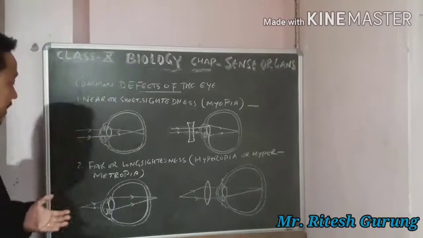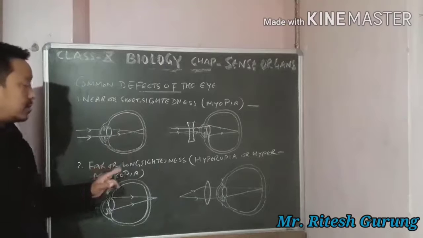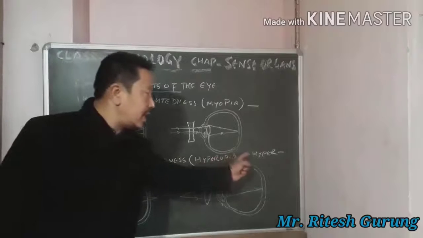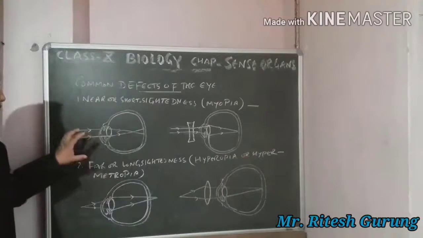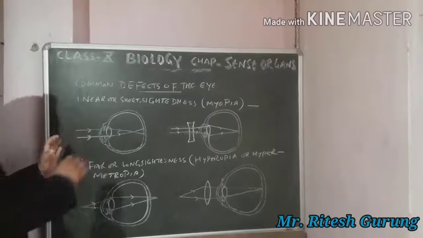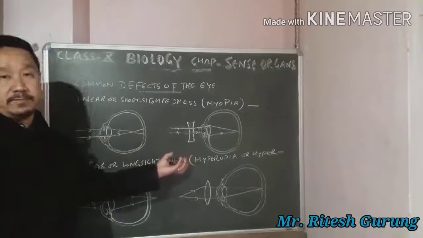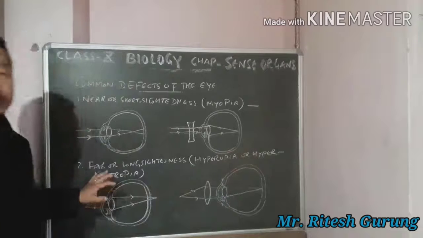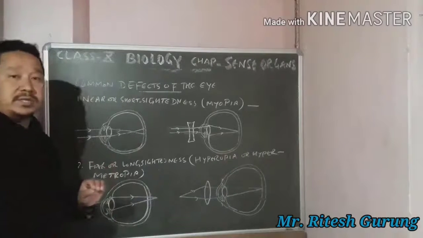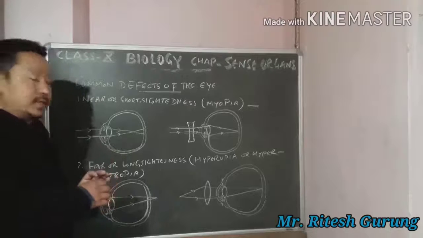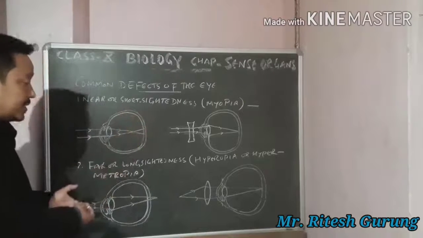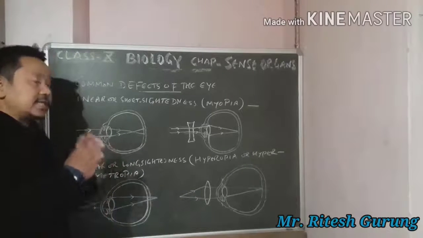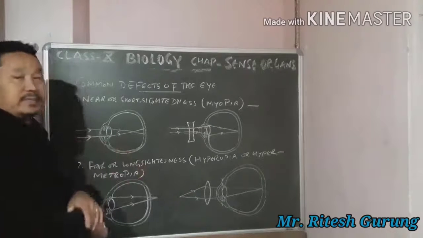Okay, then the other one, just opposite to this, is far or long-sightedness, or hyperopia, also called hypermetropia. Please try to understand them by all these different names. In this condition, what happens is just opposite: we can see distant objects clearly, but near objects are seen blurred.